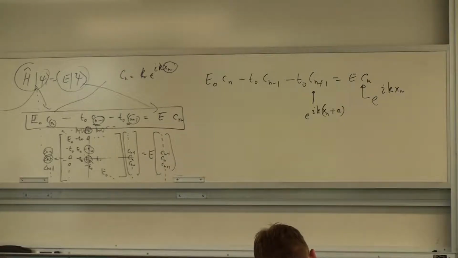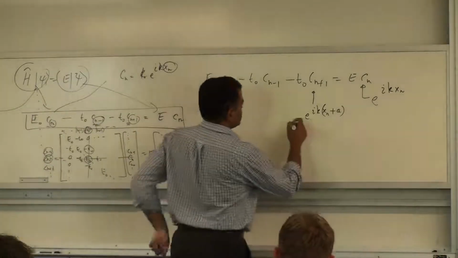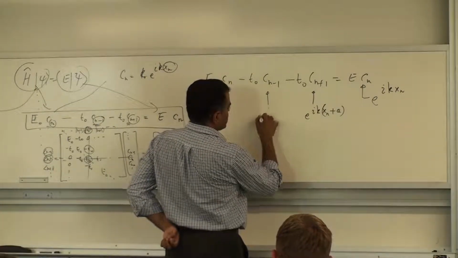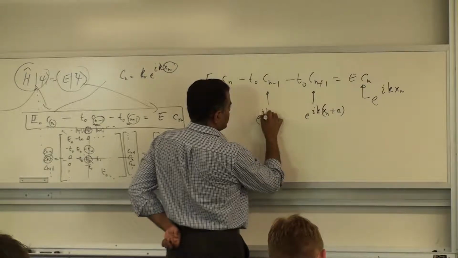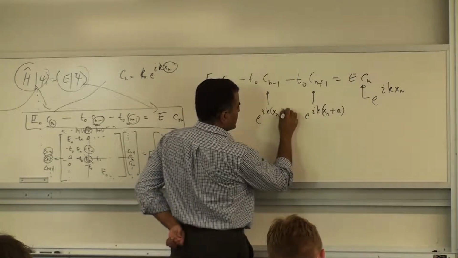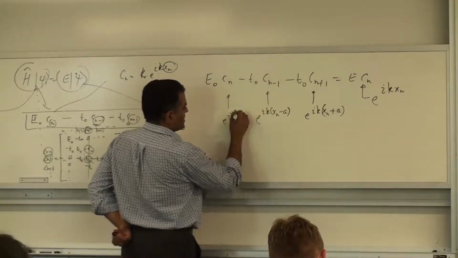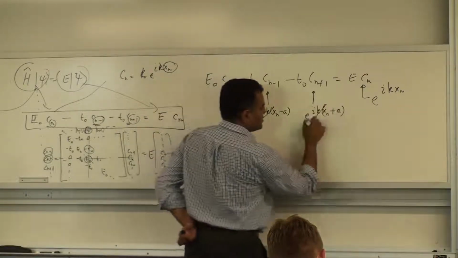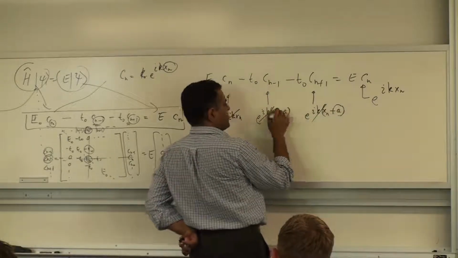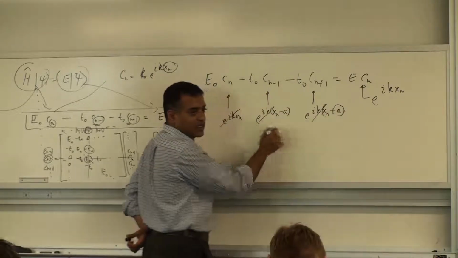Do you see that? The Bloch theorem is telling you that you should just use it and you'll get the answer in a step, and you do. So here you get e to the power i k (x_n minus a), and this is also e to the power i k x_n, and you can see that all these will cancel, and the only ones that will be left are e to the power i k a and e to the power minus i k a, right?